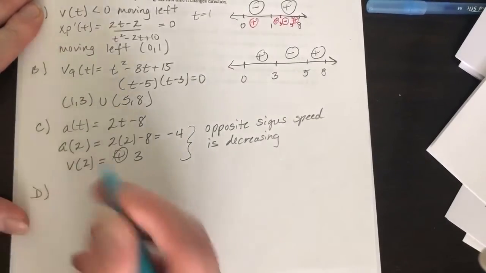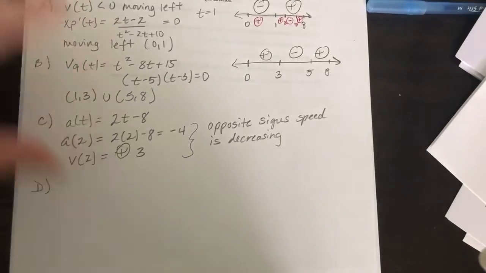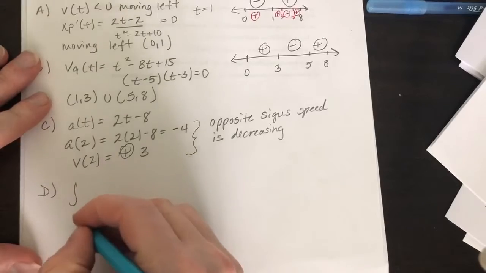To find the position of a particle, the first time particle Q changes direction is going to be at t is equal to 3. So we're going to integrate to find position.